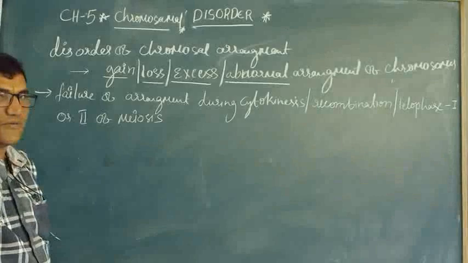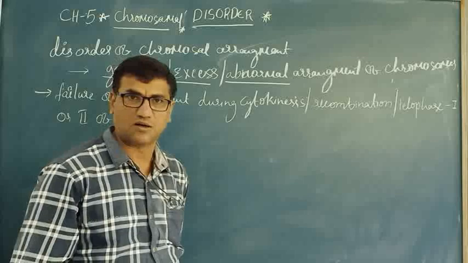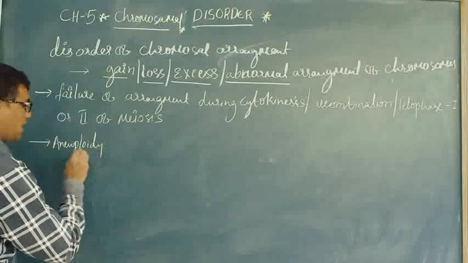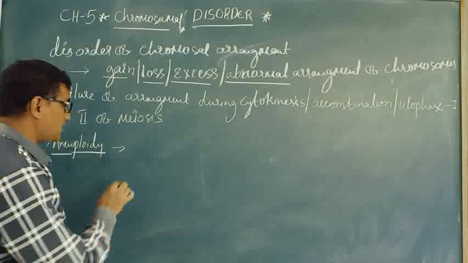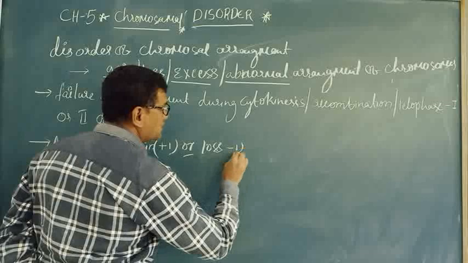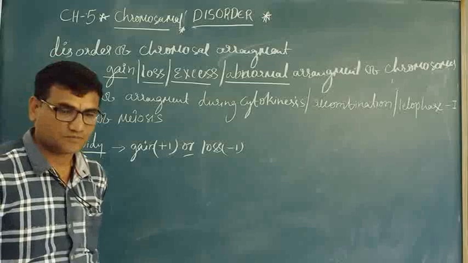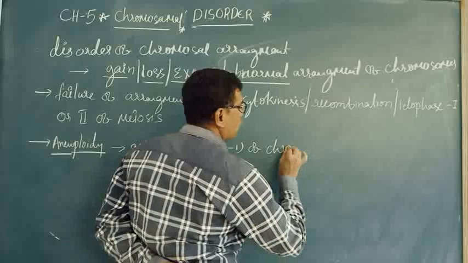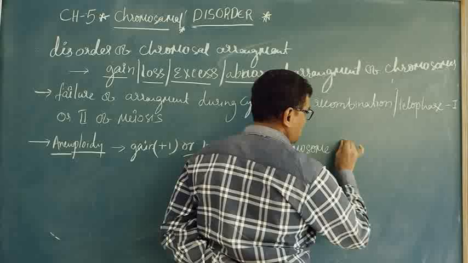So when does this gain occur? Here we need to know about two terms. The first term is aneuploidy. Ploidy means condition. Aneuploidy means gain, that is +1, or loss, -1. Gain or loss of a chromosome is called aneuploidy.